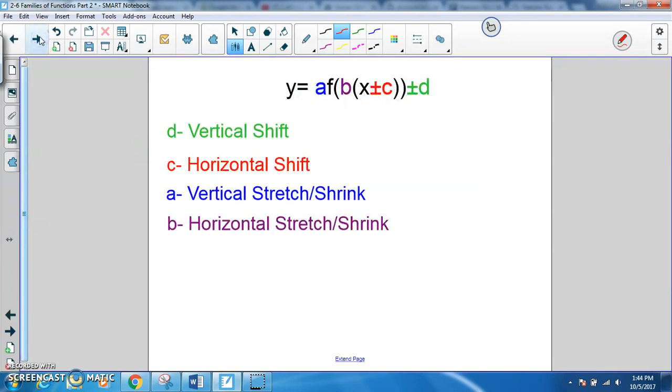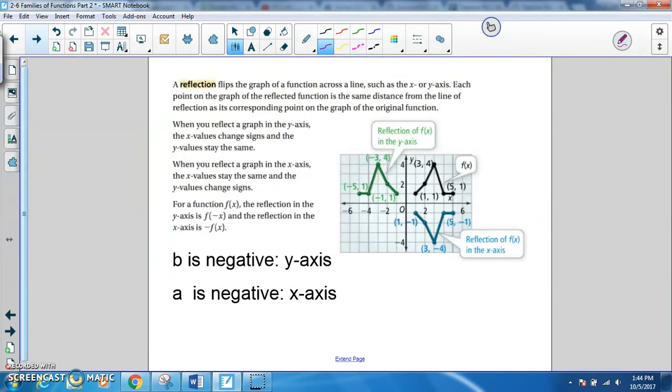So now we're going to have A and B be colors as well. We already know that D was our vertical shift, C was our horizontal shift. A is now going to be the vertical stretch or shrink, and B is going to be the horizontal stretch or shrink. B, however, we're not going to get too much into horizontal stretches and shrinks, but we will use reflecting for B. And what is a reflection?